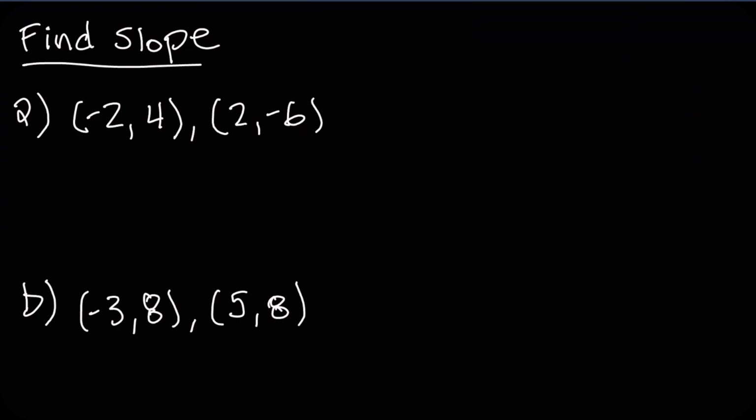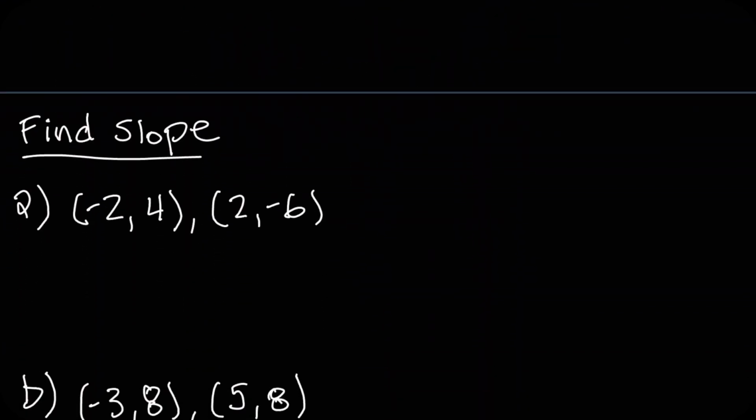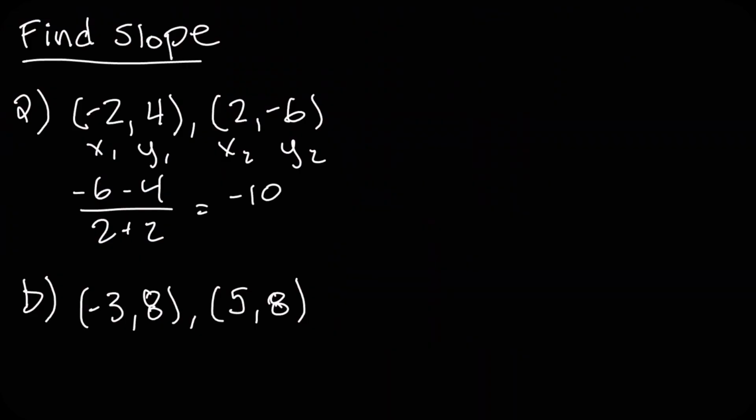So let's go ahead and find the slope for these various examples. First thing we want to do, when we're given 2 points, this looks kind of similar to this: y2 minus y1 divided by x2 minus x1. You can use that to figure out what your slope is. So we'll have an x1 and a y1, and then we have x2, y2, and go ahead and plug that into your equation. So we'll have a negative 6 minus a 4 divided by 2 plus 2. And this will get us a negative 10 divided by 4, or negative 5/2.